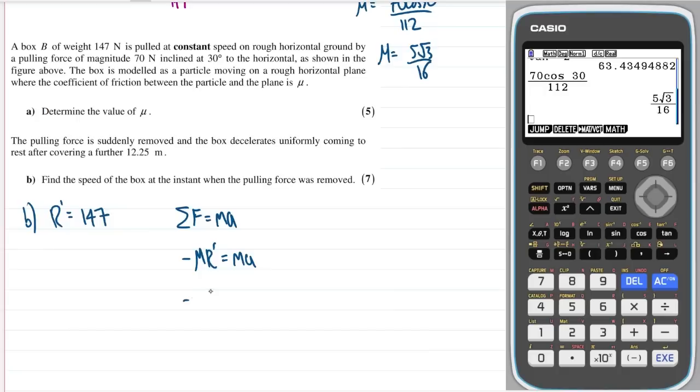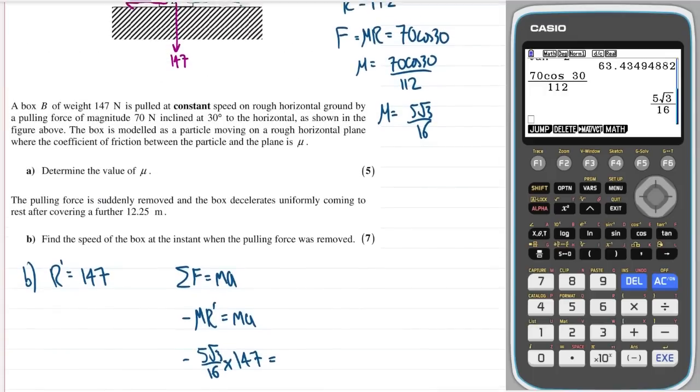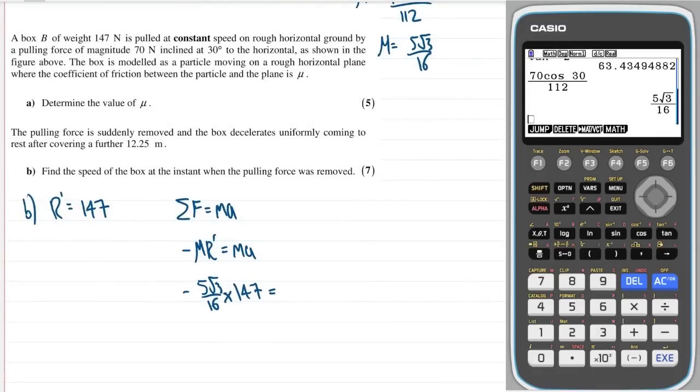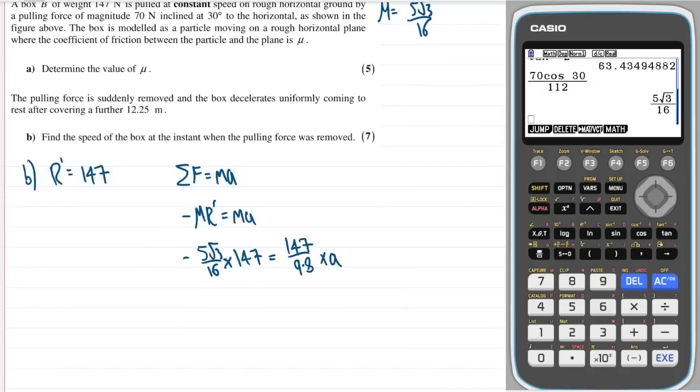So this is negative mu multiplied by 147 is equal to the mass, which we know, because we know the weight, and the weight is mass times by g, so the mass is the weight divided by g. So 147 over 9.8 multiplied by the new acceleration. Okay, so we can find the new acceleration. That's just calculator skills, and I'm not going to bore you putting that into my calculator. I'm just going to tell you that's minus 5.3044.